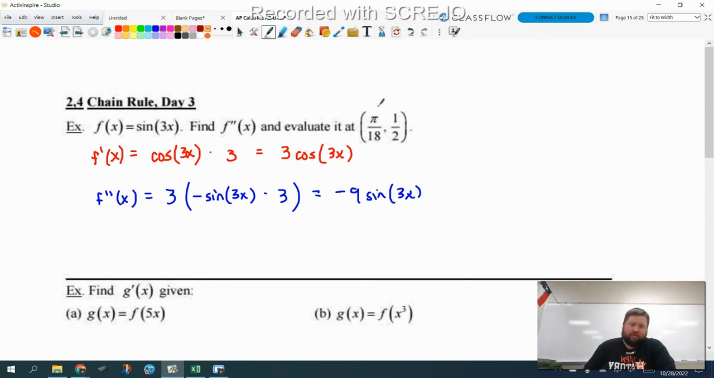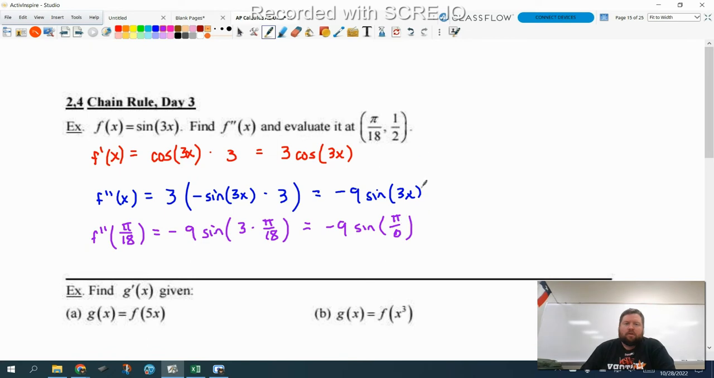Plug in your x value from your point, because we just have an x as an input over here: f double prime of pi over 18. Seems like a weird value to be plugging in, but it makes sense when we have the 3 inside. Negative 9 sine of 3 times pi over 18. 3 over 18 reduces to pi over 6. And sine of pi over 6 is equal to 1/2. So multiply those together and you get your answer of negative 9 over 2.